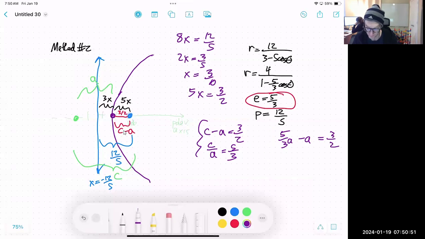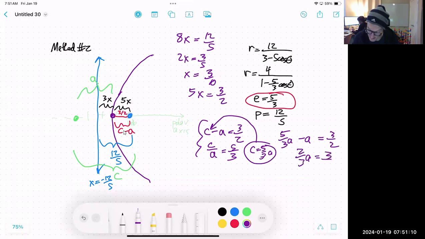Right. So I'll just write this. C is 5/3 A, so take that, stick it in here. And now what is this? So 2/3 A equals 3/2. Okay, this is a little bit anticlimactic because we've solved this problem already. But if you multiply both sides by 3/2, you indeed get that A is 9/4.